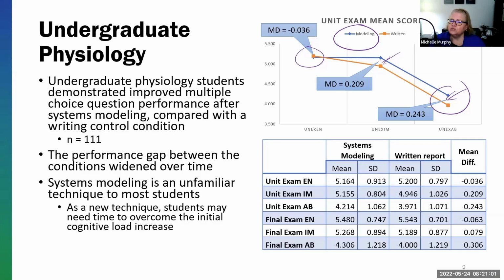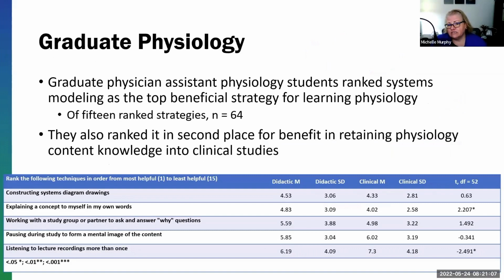So to do that, we did a survey study of graduate physician assistant physiology students, where when they were out in clinic, they went back and they ranked what helped me best learn physiology when I was in the classroom or online, and what has helped me retain that knowledge now that I'm in the clinic. And we found that the top ranked, lowest numbers are better, the top ranked strategy for learning physiology in the classroom was constructing these system diagram drawings. And it was the second to top ranked in the clinical setting.